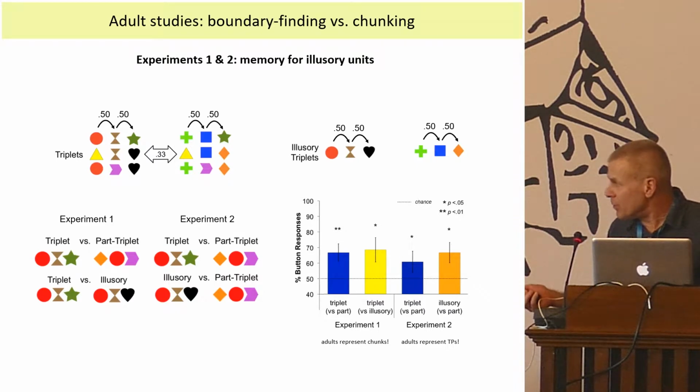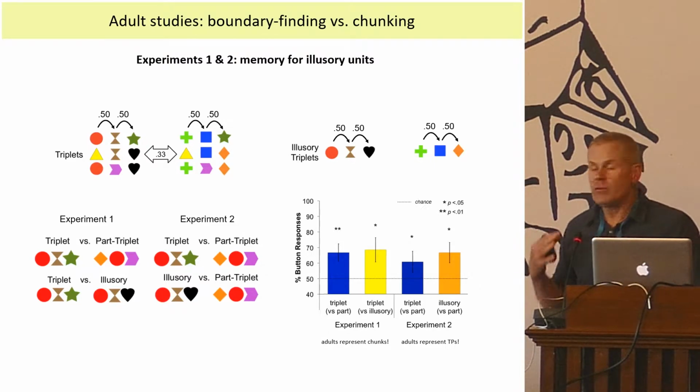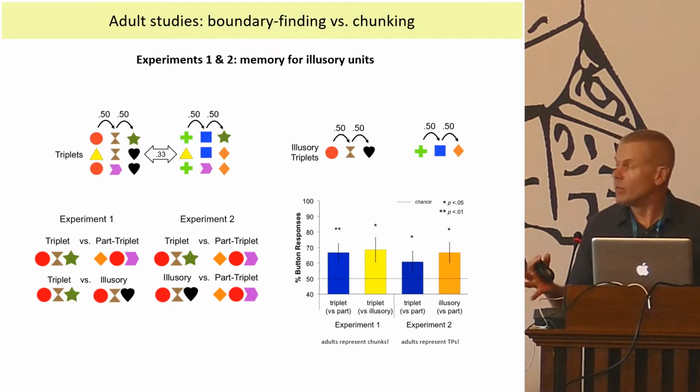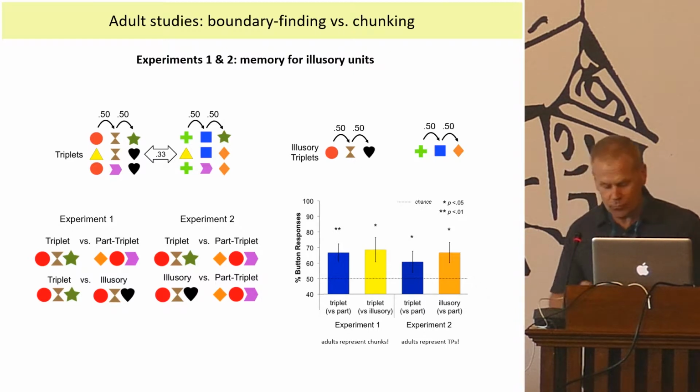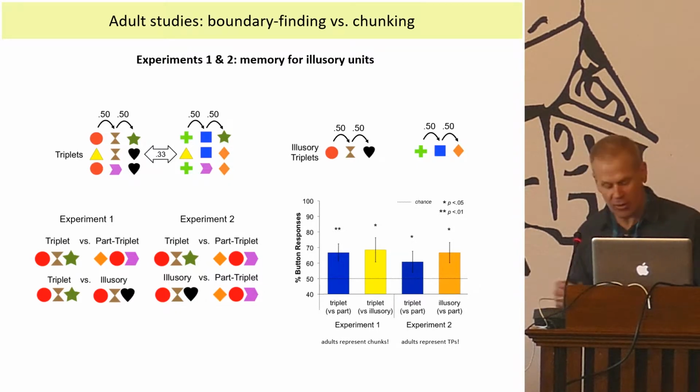However, in experiment 2, when adults were asked to compare illusory triplets versus part triplets, they actually endorsed the illusory triplets, even though they never saw them during familiarization. So we think that on the basis of these 2 experiments, this is evidence that adults represent both chunks and transitional probabilities, depending on the comparison.